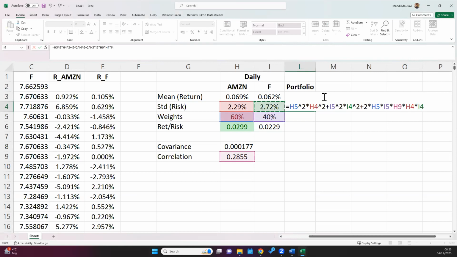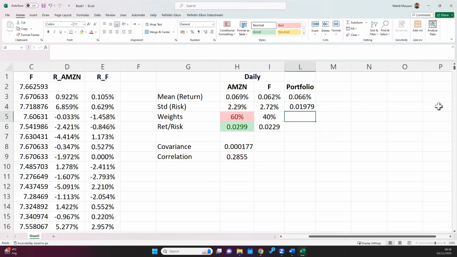Okay, so we need to follow this approach and this formula to end up with the variance of our portfolio. But what we are interested in is the standard deviation, and the standard deviation is the square root of variance. So I can add another function, sqrt, and put all this formula inside the sqrt to end up with the standard deviation of the portfolio. In that case, the unit is percentage, and that will be the risk of our portfolio.